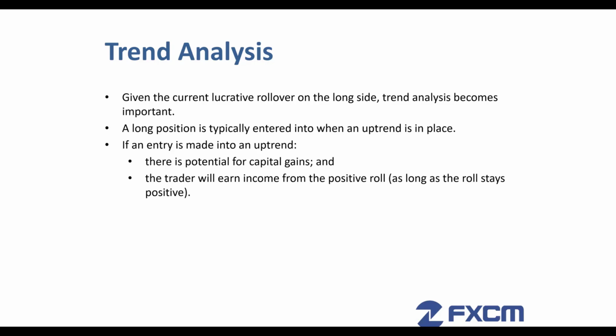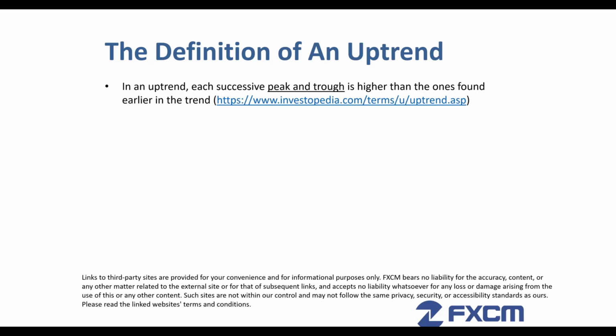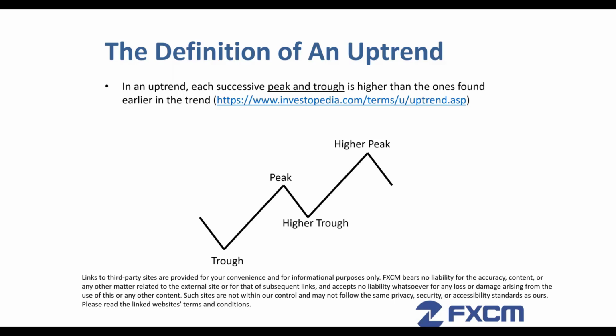If an entry is made into an uptrend, there is potential for capital gains and the trader will earn the income from the positive roll as long as the roll stays positive. Now, the definition of an uptrend is this. In an uptrend, each successive peak and trough is higher than the ones found earlier in the trend, and that was off Investopedia. Graphically, you can see here a higher trough followed by a higher peak.